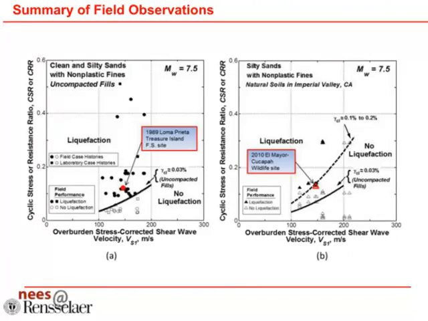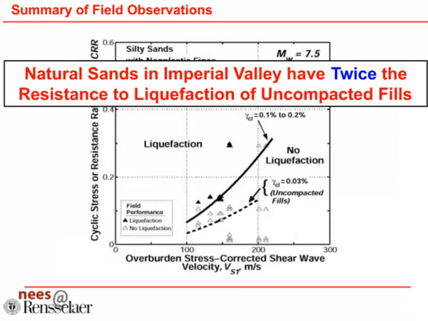If we go back and look at them, so basically if we go with the same thing we started with, so really Loma Prieta belongs more to the uncompacted fields because it didn't get too much shaking before, and if you plot it there, it gets the right liquefaction. In the other case, it's really more into the natural soil deposit or compacted fill, and you can see, if we look at this as an indication, it's very clear that the resistance for the natural deposit or compacted fill is much higher, and based on this, we were recommending, or observed, that natural sand in Imperial Valley, because this is site-specific, has twice the resistance to liquefaction of an uncompacted natural fill.